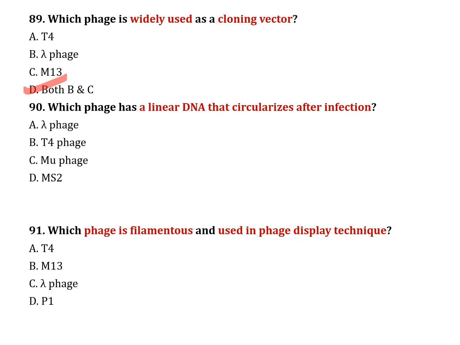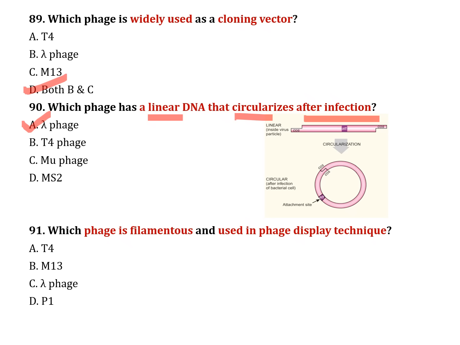The next question, number 90. Which phage has a linear DNA that circularizes after infection? Option A, lambda phage; option B, T4 phage; option C, Mu phage; option D, MS2. Correct answer is option A, lambda phage. This is the linear DNA inside the virus particle, and this is the circular DNA after infection of the bacterial cell.